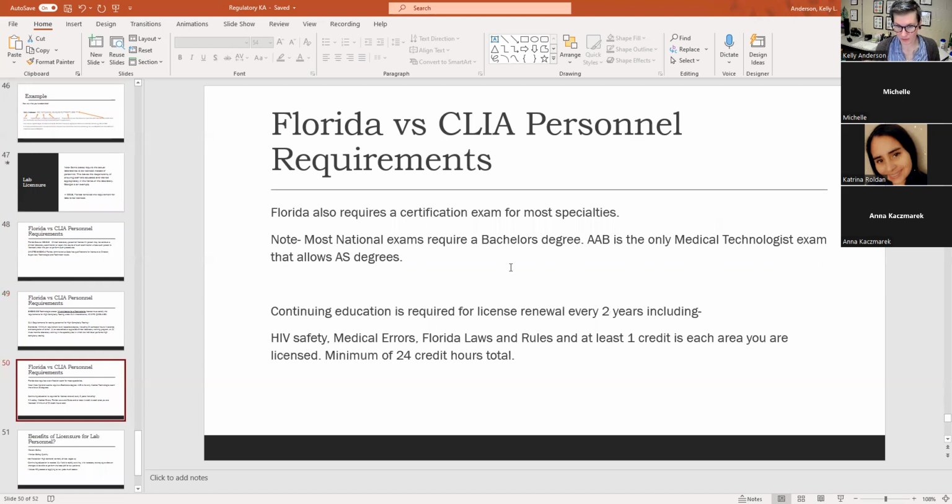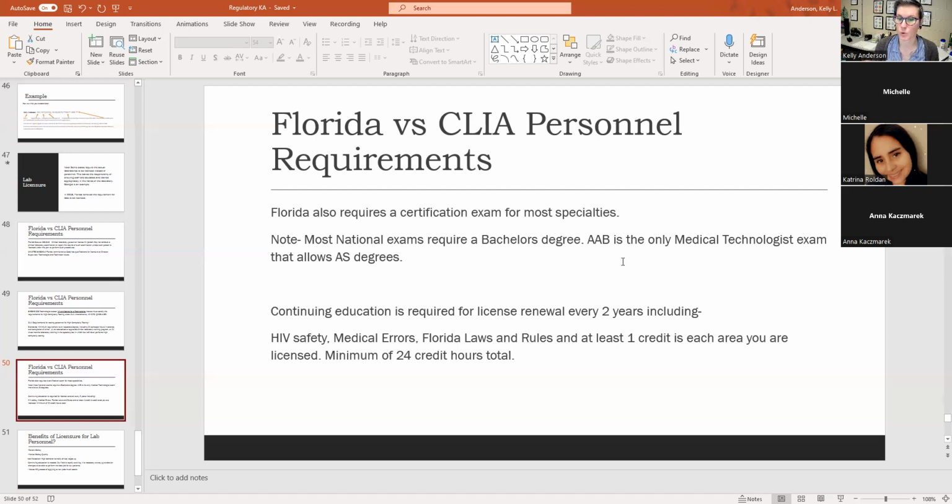Florida also requires that you have a certification exam. Most national exams require a bachelor's degree. AAB is the only medtech exam that allows AS degrees. So you can see medtechs in Florida that only have AS degrees.